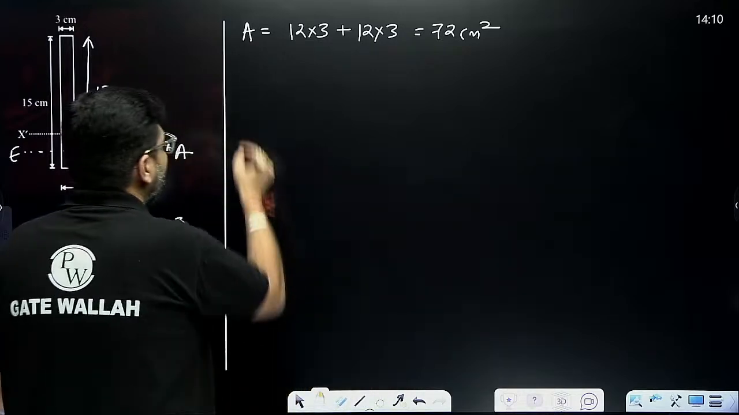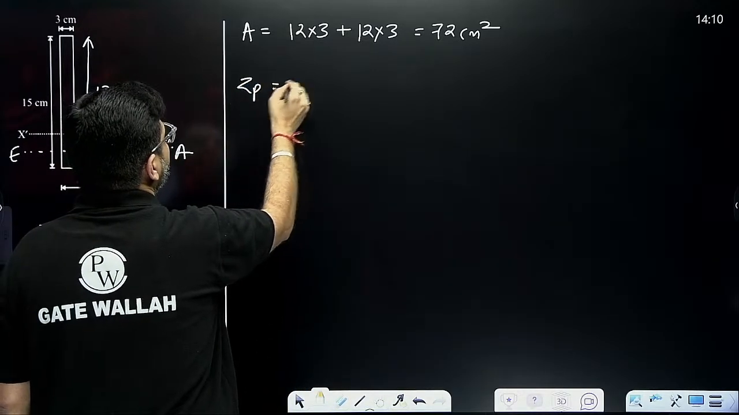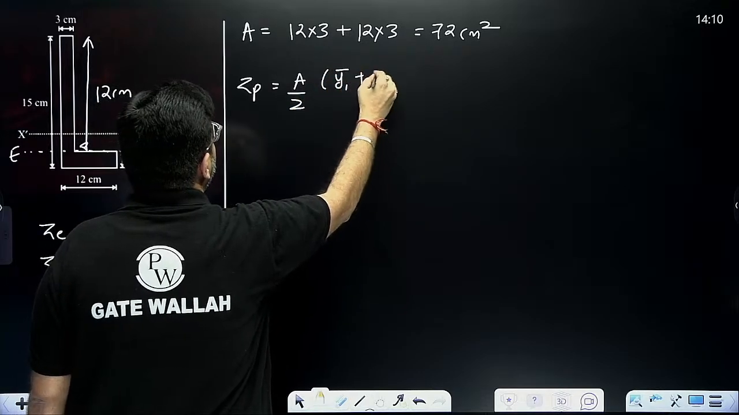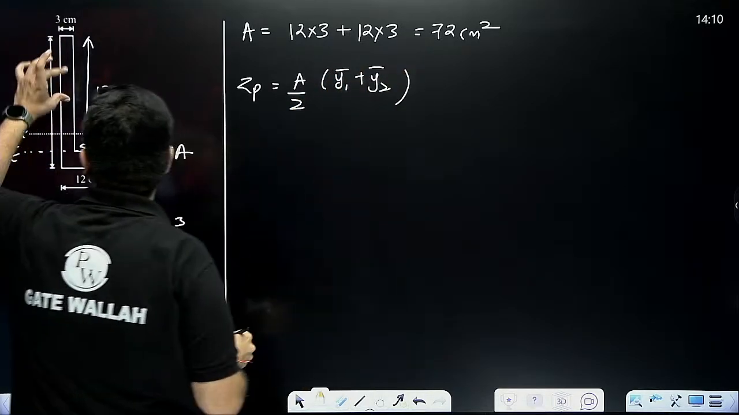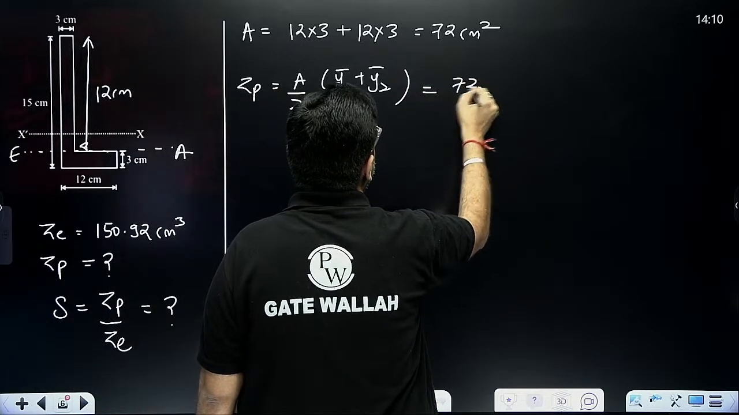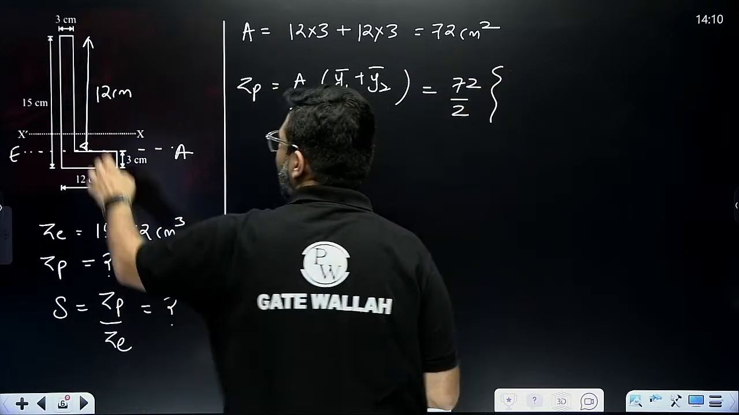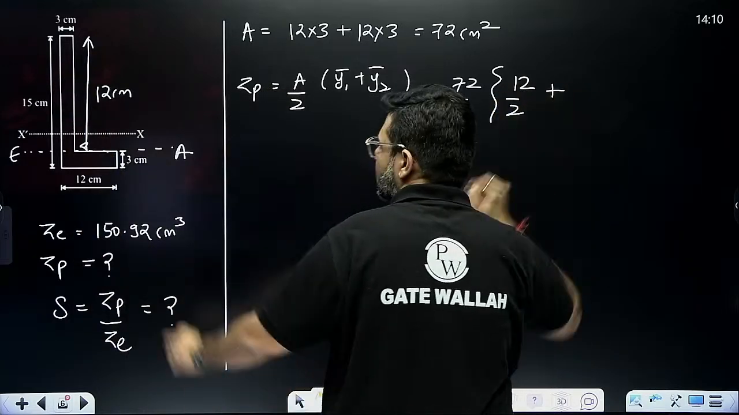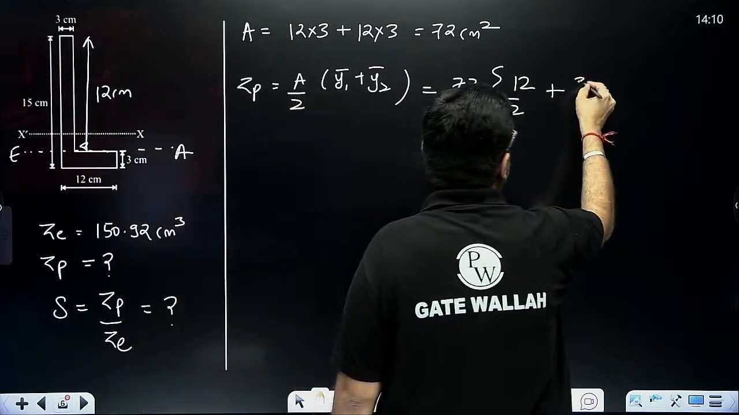Now we have to calculate ZP. ZP I know is equal to what? A by 2 into y1 bar plus y2 bar. See, y1 bar, CG of the first area will be at a depth of Z by 2, is how much? 72 by 2. Y1 bar is how much? 12 by 2 plus its CG is 3 by 2.